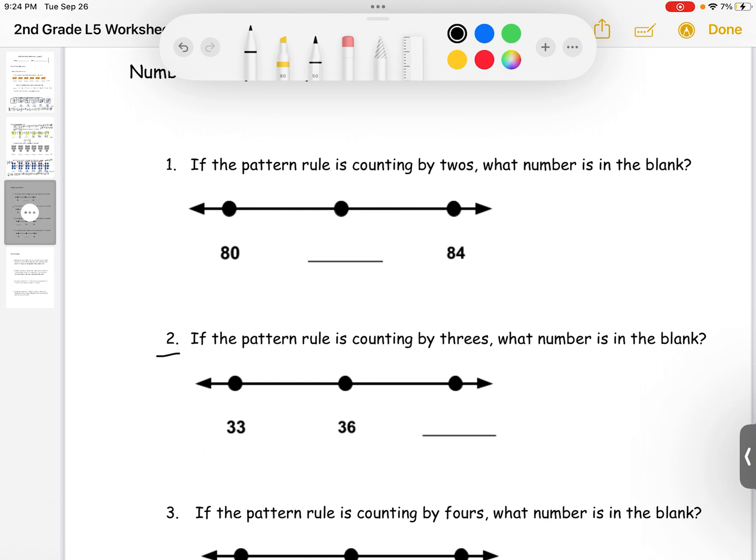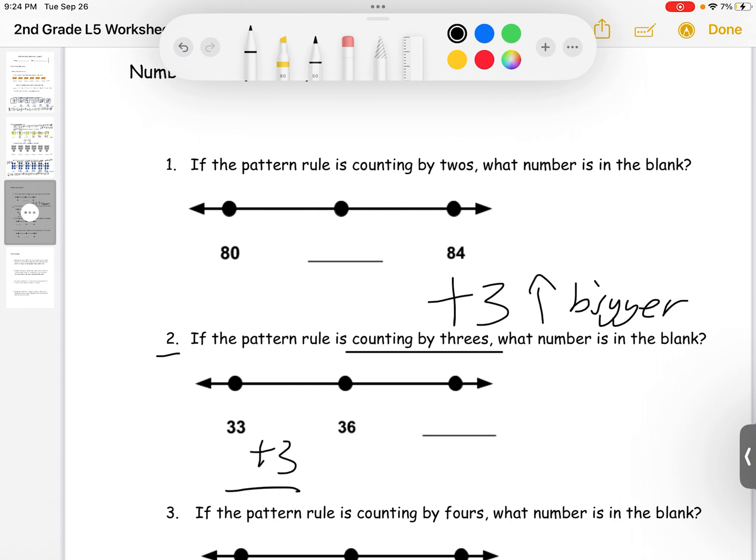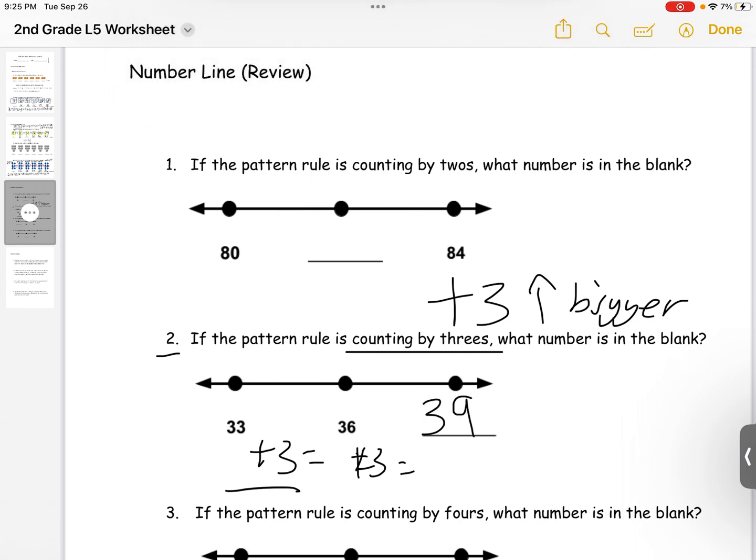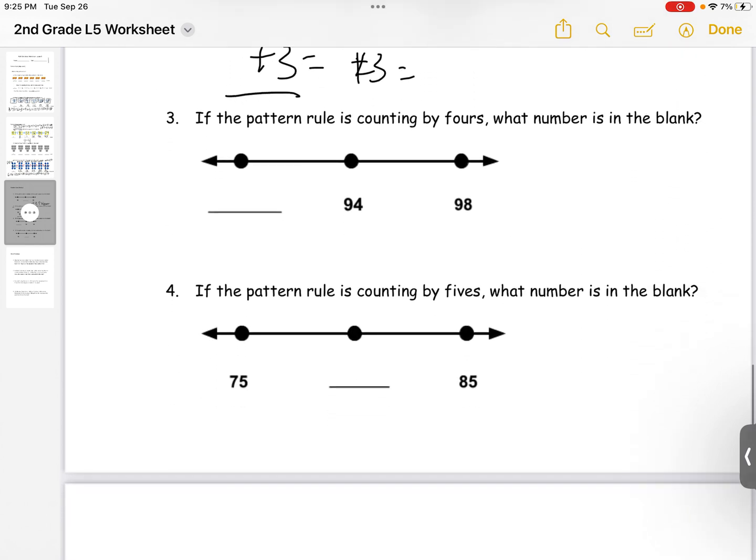Now, number 2. If the pattern rule is counting by threes, what is the number in the blank? So we're counting up by threes. Counting by threes means we're adding 3. So it's going up, the number is getting bigger. So it's 33, 36, and since we're adding a 3 each time, it'll be 33 plus 3 equals 36, and 36 plus 3 would equal 39, since we're counting up by threes.